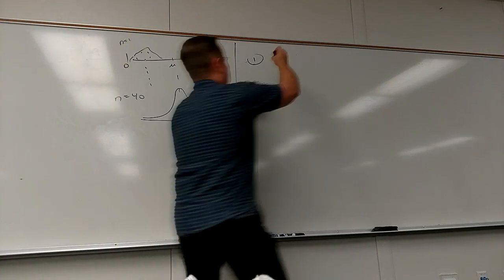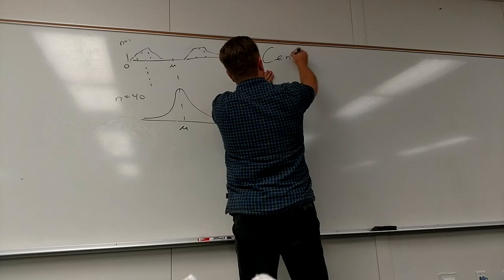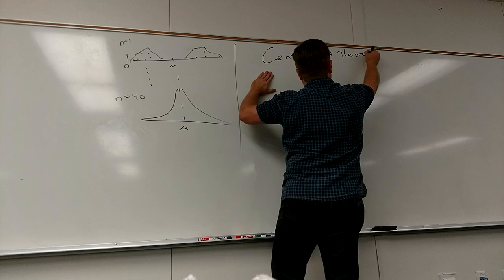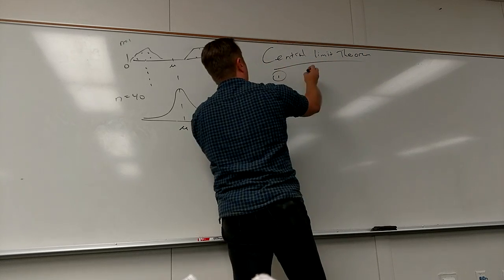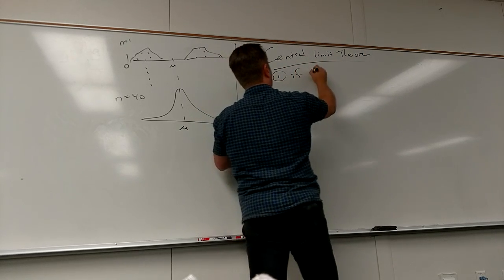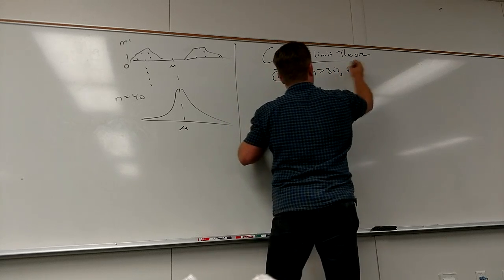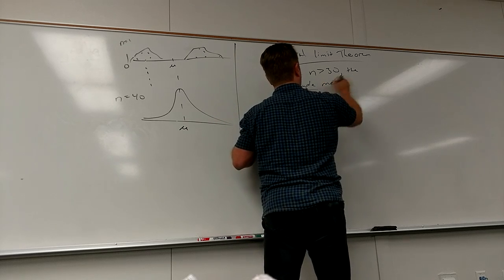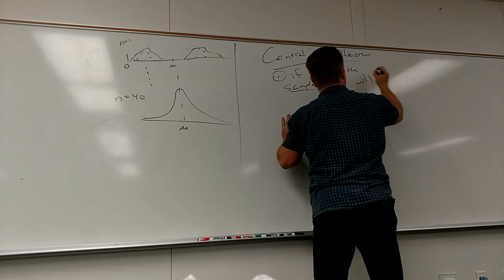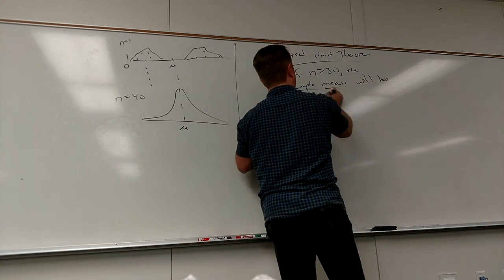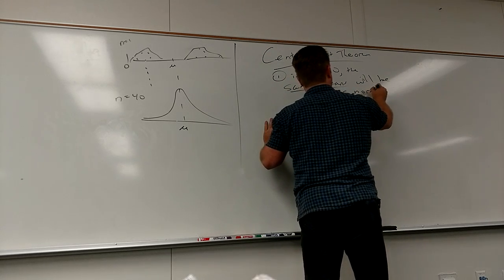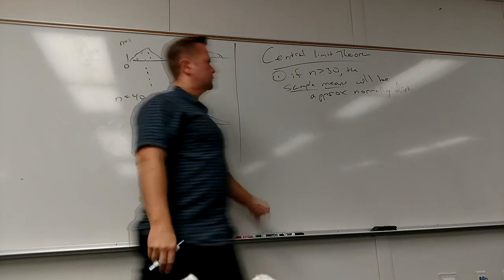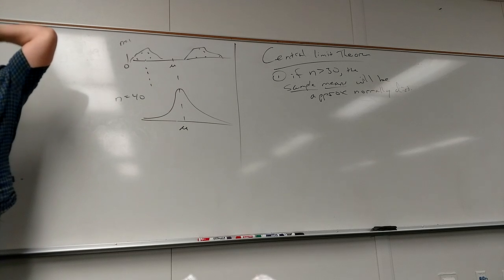All right, so one thing is, and this is the central limit theorem: if n is greater than 30, the sample means will be approximately normally distributed. That's basically what this picture is capturing.